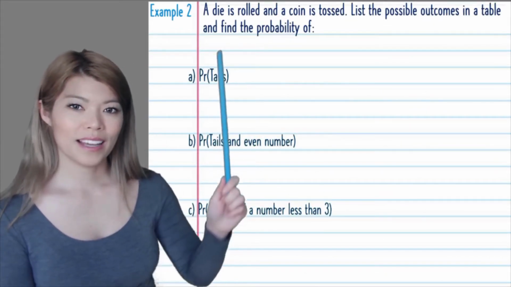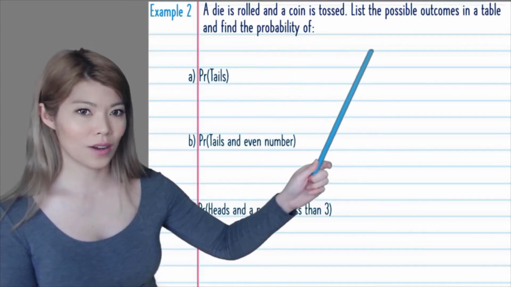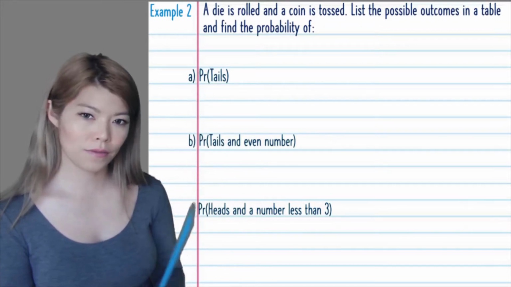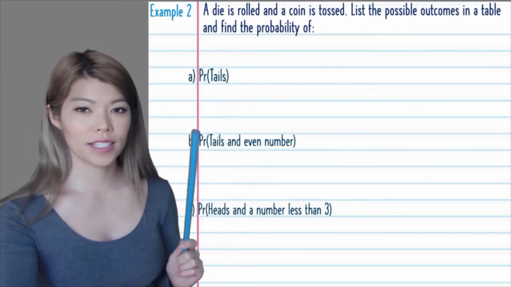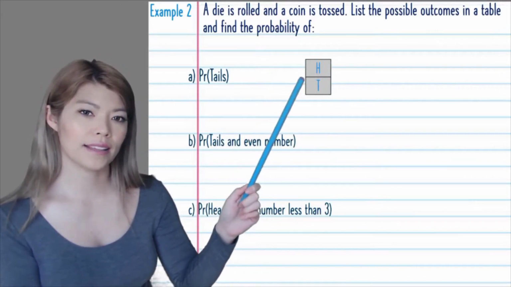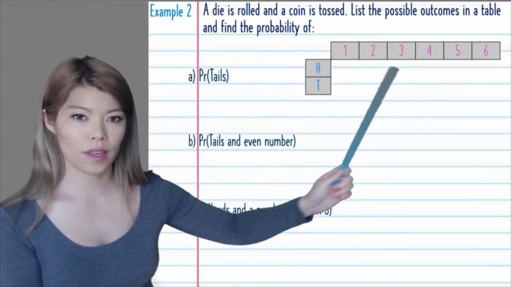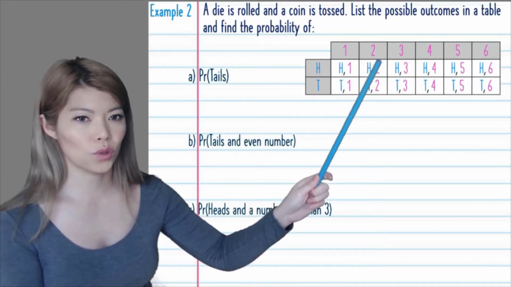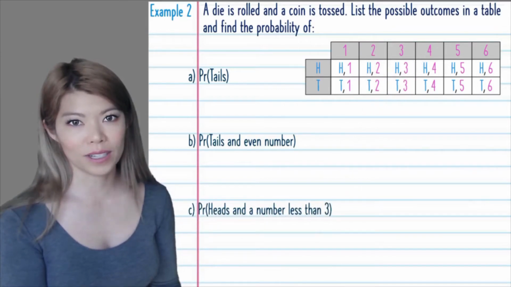Example 2. A die is rolled and a coin is tossed. List the possible outcomes in a table and find the probability of the following. So a dice first and then a coin. So this time we can have the coin as heads and tails and then the dice over there. So the combinations we could get are heads and 1, heads and 2, heads and 3, etc.